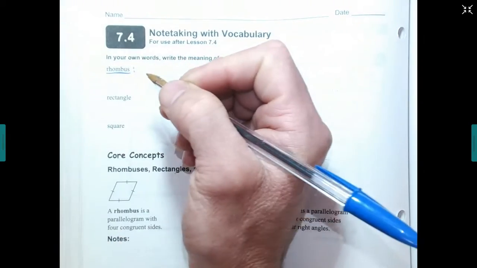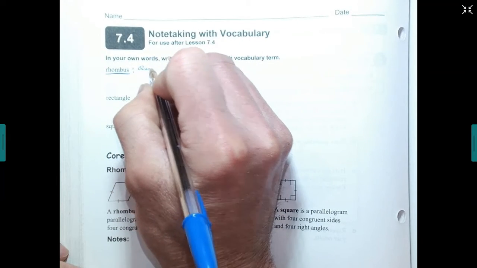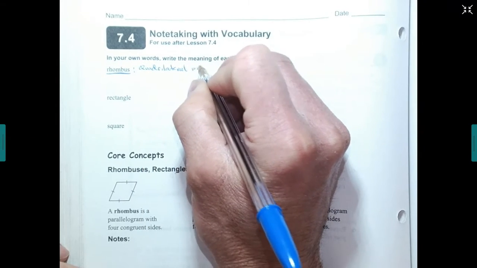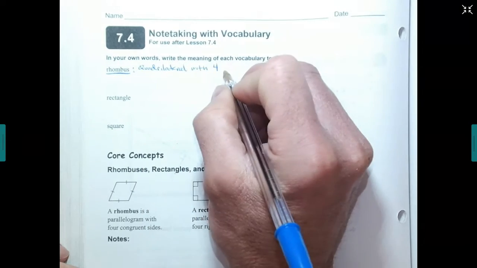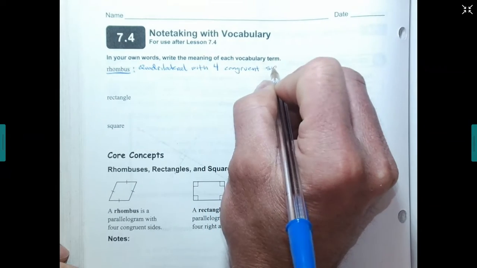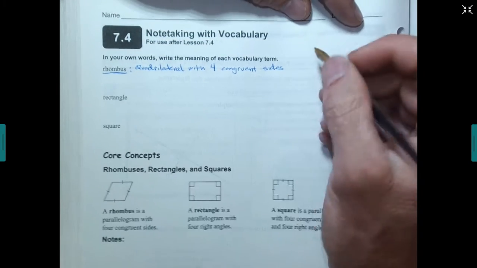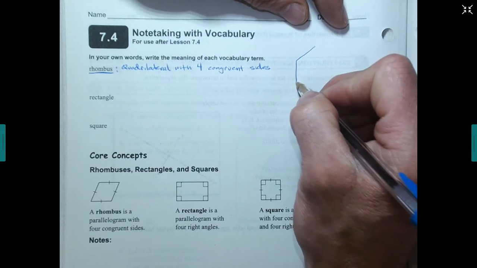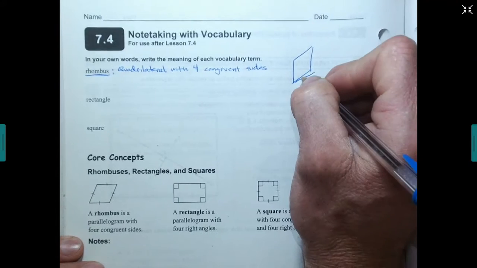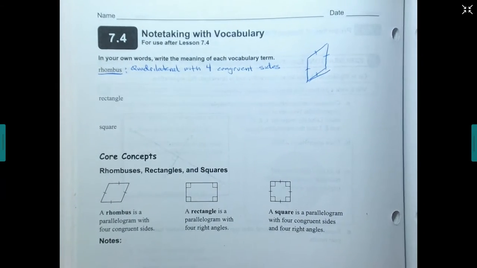First off, we have a rhombus. A rhombus is a quadrilateral with four congruent sides. A rhombus is a quadrilateral with four congruent sides. So let's check out, I'm just going to label them all equal so that you know that it's a rhombus.